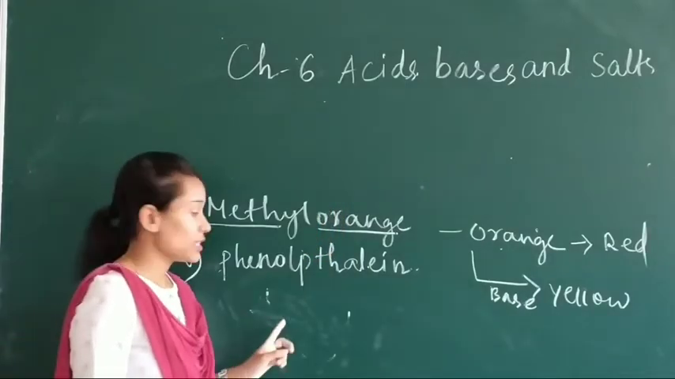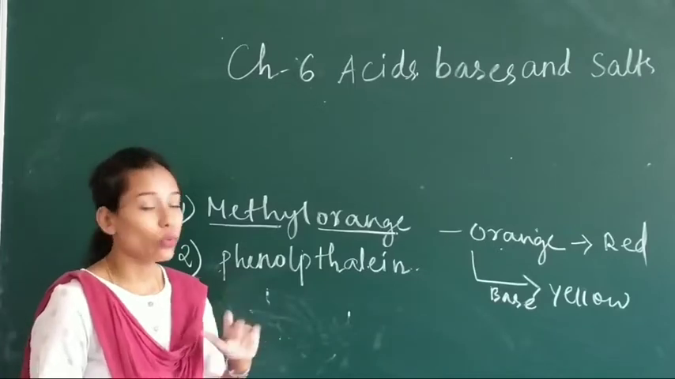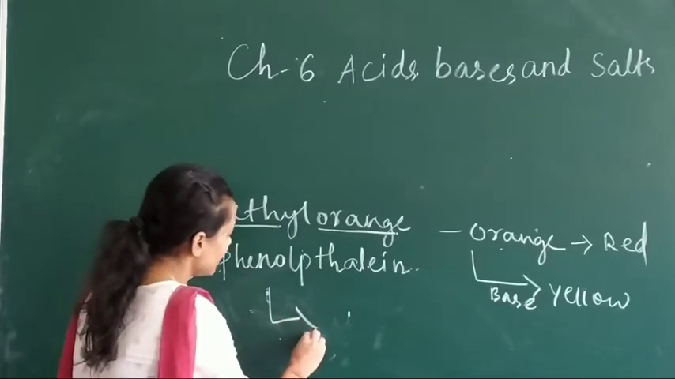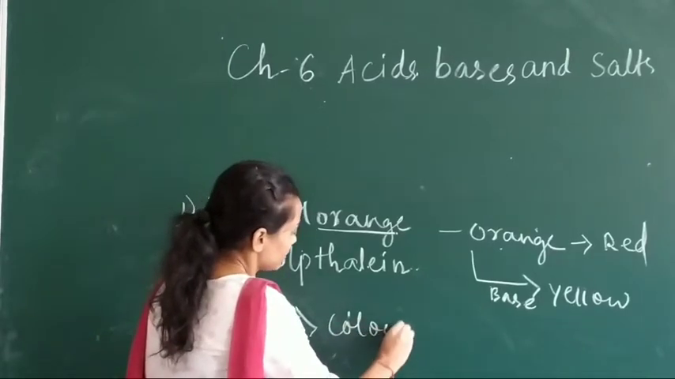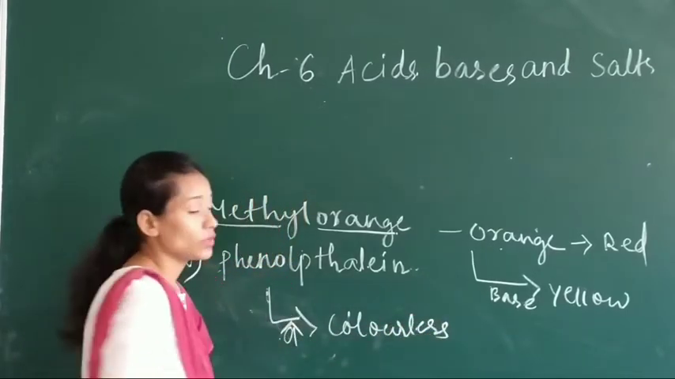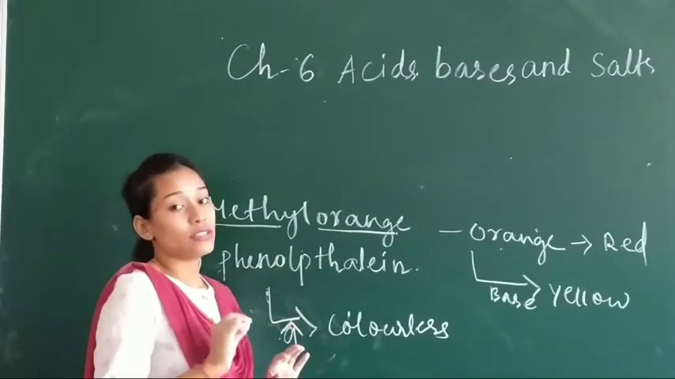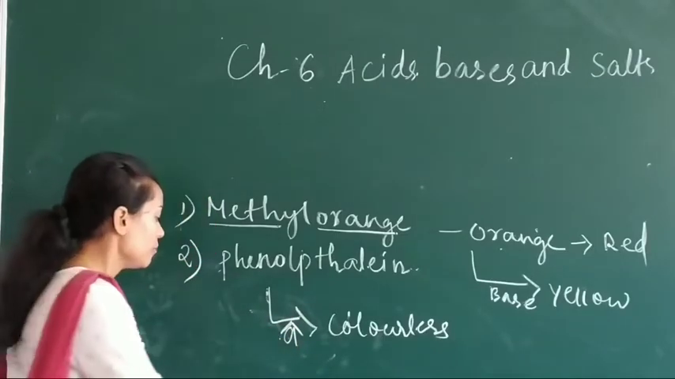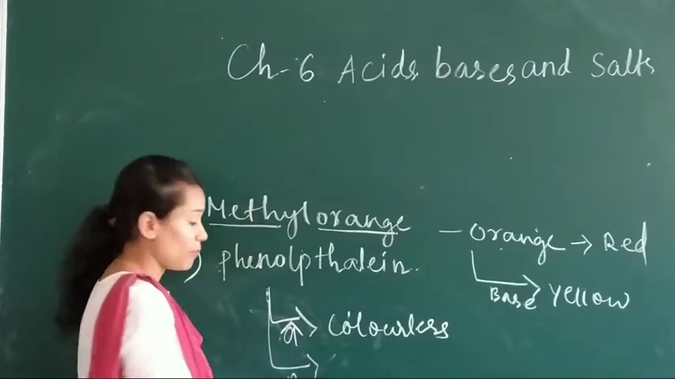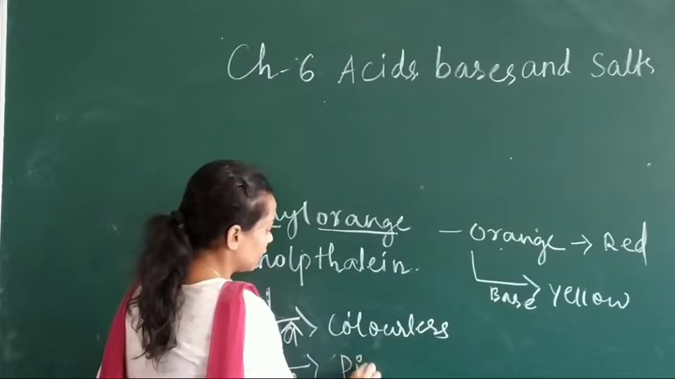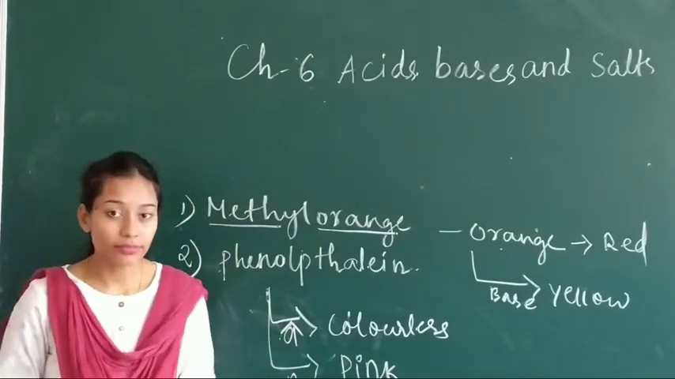Now you see phenolphthalein. Usually it is colorless, like water. When it reacts with acid, it will remain colorless. If you add a few drops of phenolphthalein to acid, what will happen? It will remain colorless. But if you add it to base, what will happen? The color will turn pink. Later on you will get it in titration.